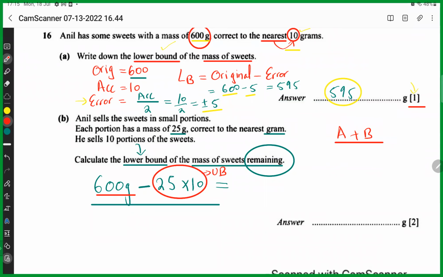So in that case, I would have done the lower bound of A plus the lower bound of B. Okay, this is true for plus. But here we have a minus sign. Think about things logically now.